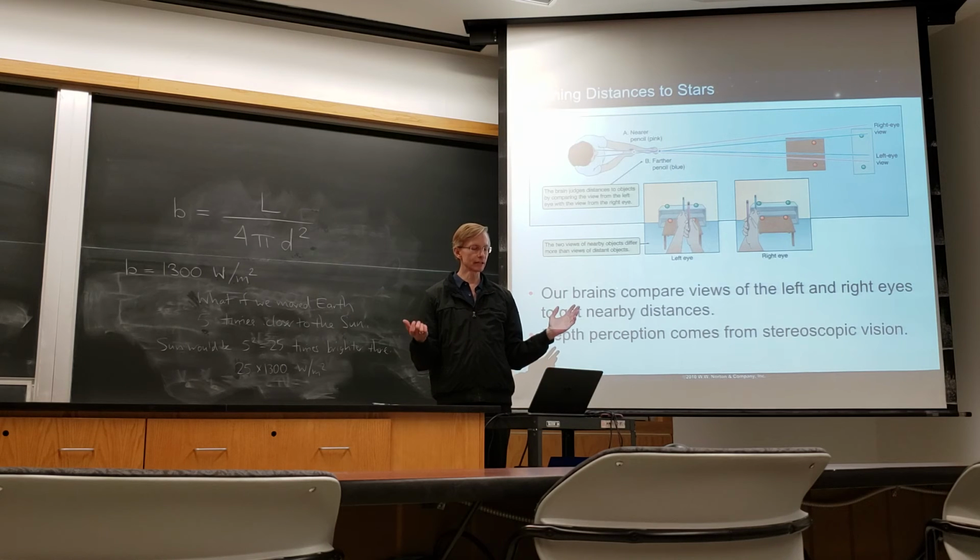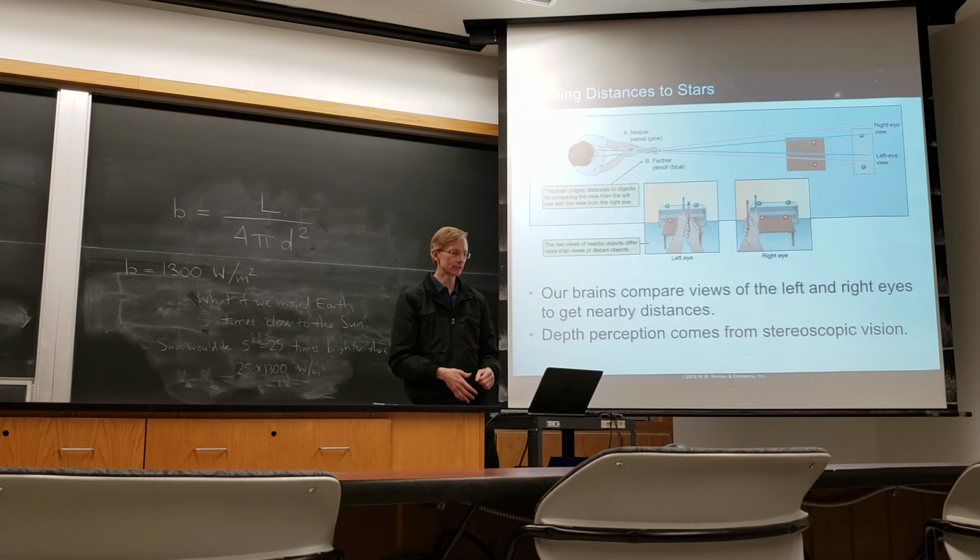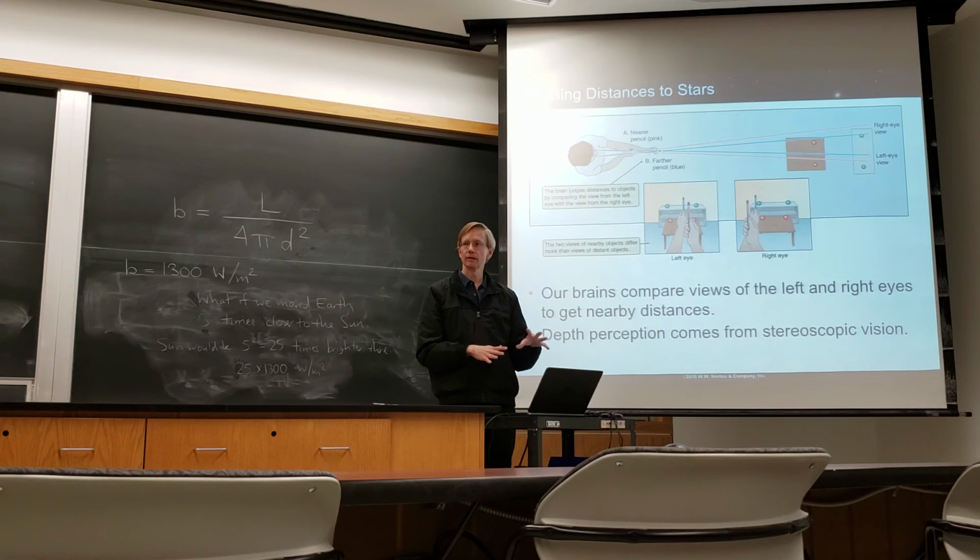Without you even having to think about it, your brain takes that information and gives you depth perception. It's the reason why when you've got both your eyes open, you can see the third dimension. You have depth perception because your brain, without you even having to think about it, is doing that processing, comparing parallaxes of things seen in your two eyes' field of vision.